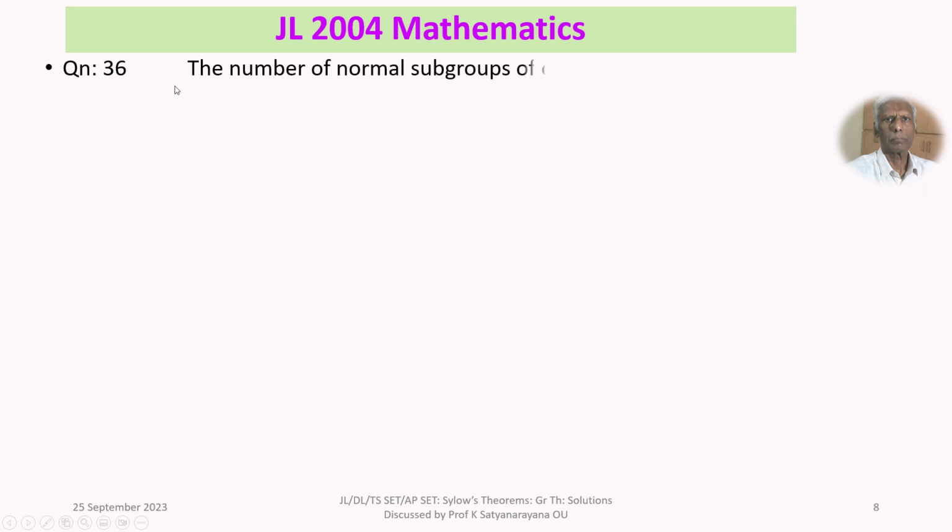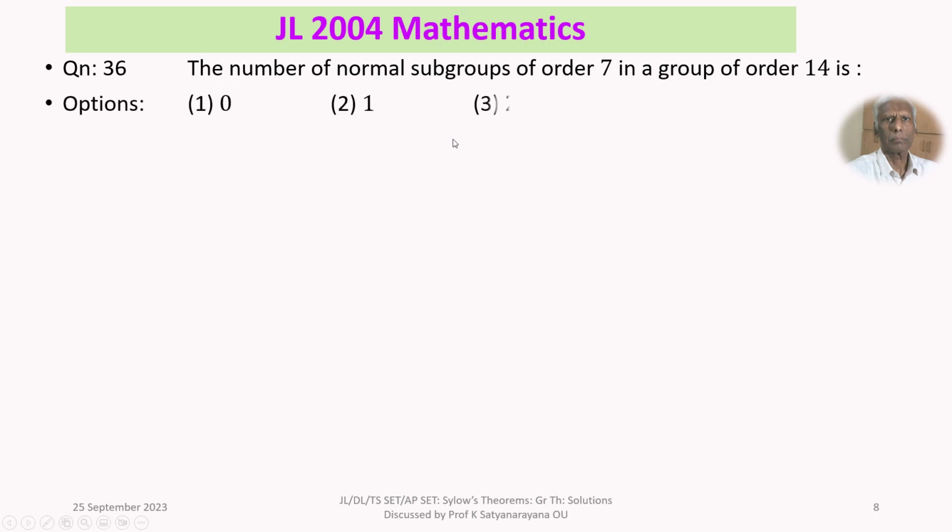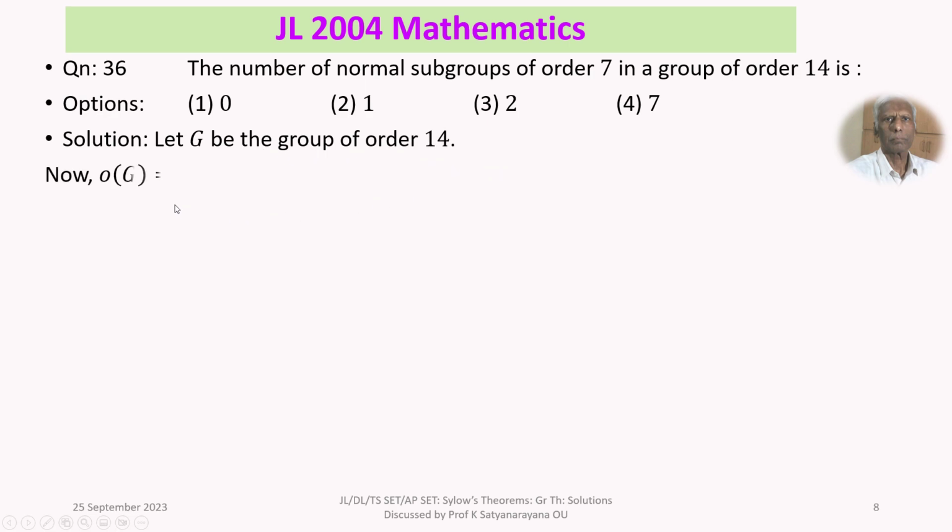Question number 36. The number of normal subgroups of order 7 in a group of order 14 is... We are given four options here. Now, let G be a group of order 14. The prime factorization of the order of G: 14 is equal to 2 into 7.